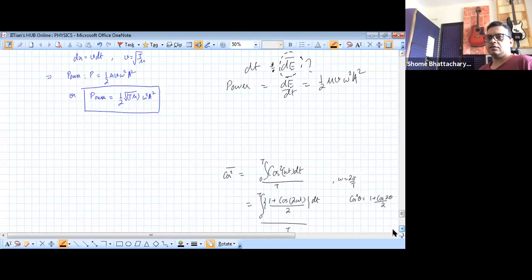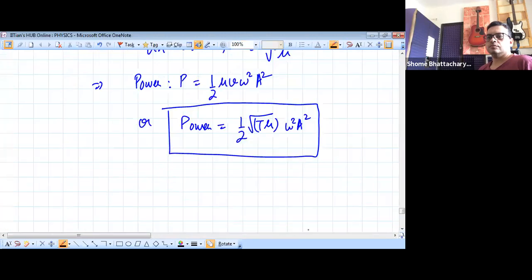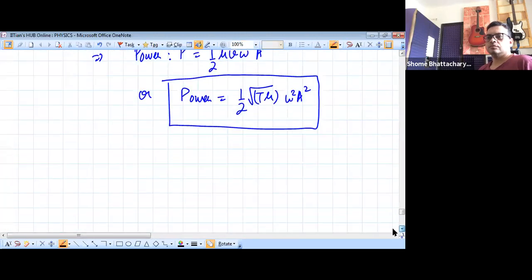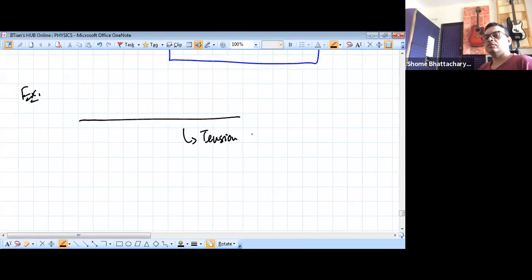So that's the idea. For example, if we have a situation like this, you have a string which has a tension of, let's say, 250 newtons, like the tension due to a 25 kg mass hung on the string, and it has a linear mass density of, let us say, 4 gram per centimeter.